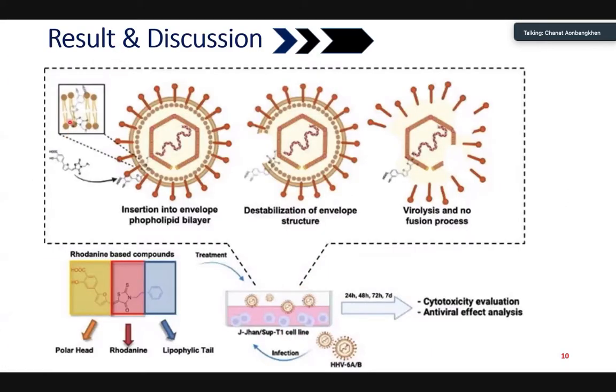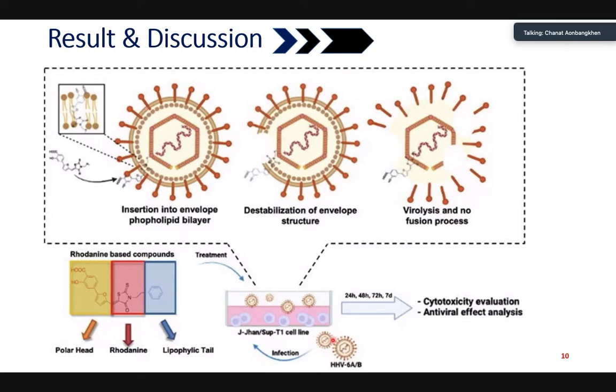The compound synthesized works on the virus because this is the phospholipid bilayer of the virus. The compound will be able to work on the lipid layer of the viral envelope, and by so doing, we will be able to achieve virolysis at the end. The damage that will be done to the cell depends on the derivatives of the compound that is being used.